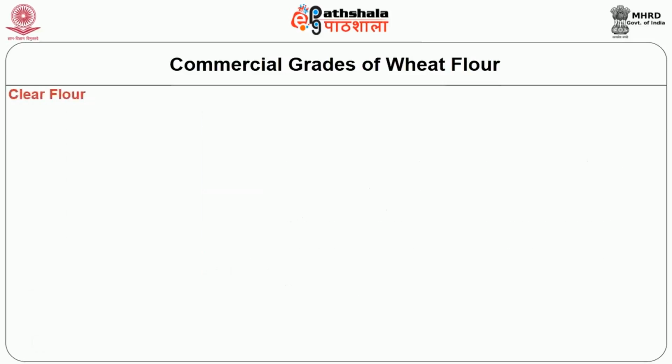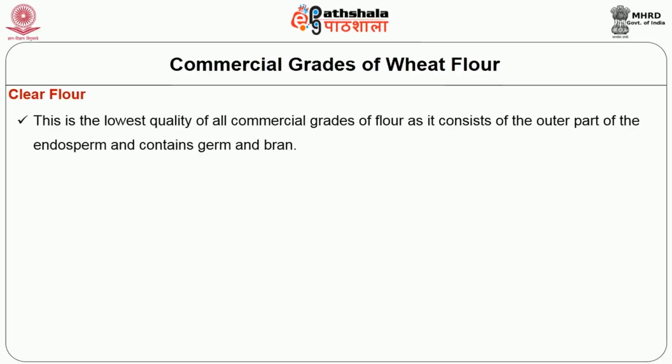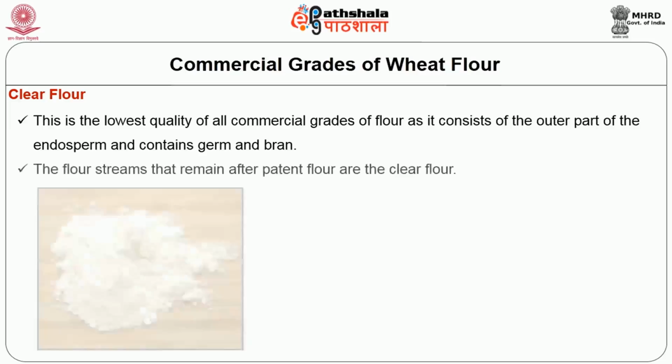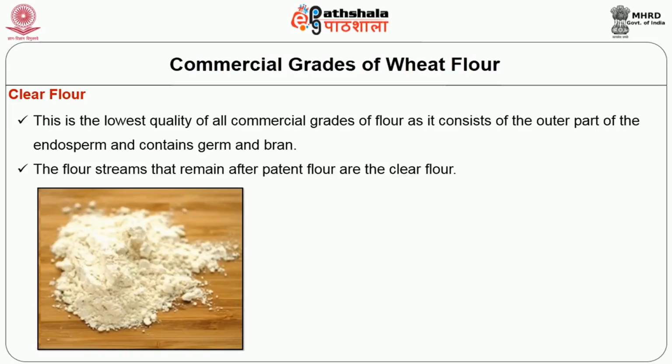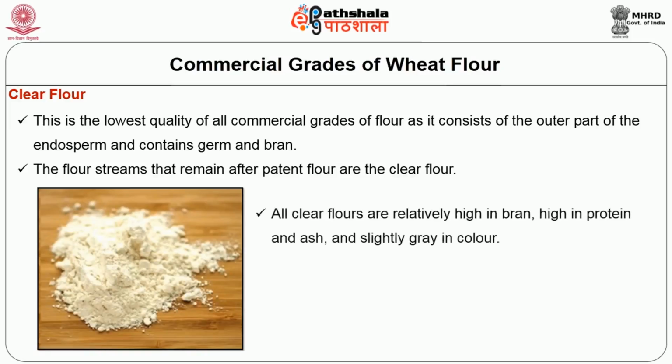The other grade is clear flour. It is the lowest quality of all commercial grades of flour, as it consists of the outer part of the endosperm and contains germ and bran. The flour streams that remain after patent flour are the clear flour. All clear flours are relatively high in bran, high in protein and ash, and slightly grey in color.